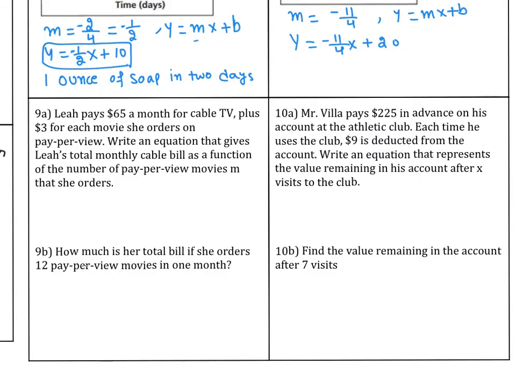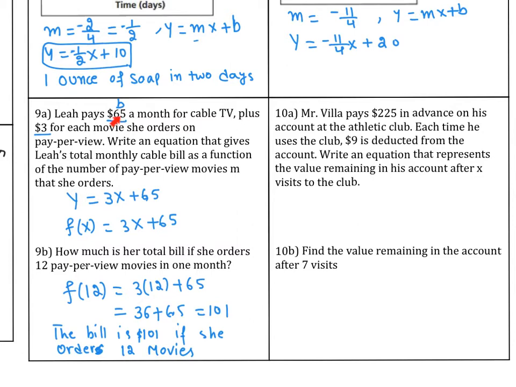Let's do number 9. Leah pays $65 a month for cable TV plus $3 for each movie she orders on pay-per-view. Write an equation that gives Leah's total monthly cable bill as a function of the number of pay-per-view movies M that she orders. How much is her total bill if she orders 12 pay-per-view movies in 1 month?